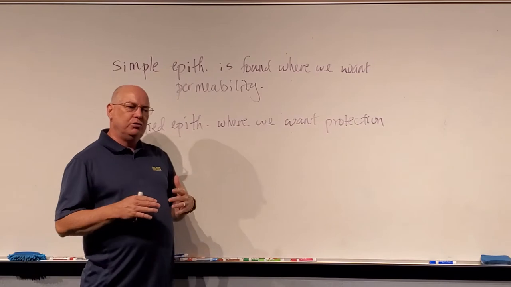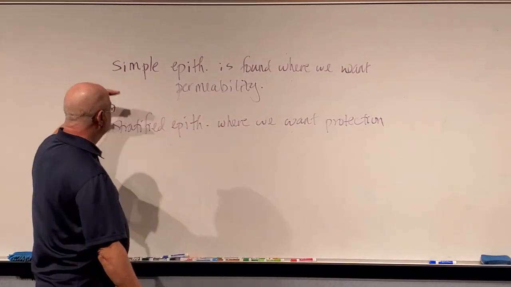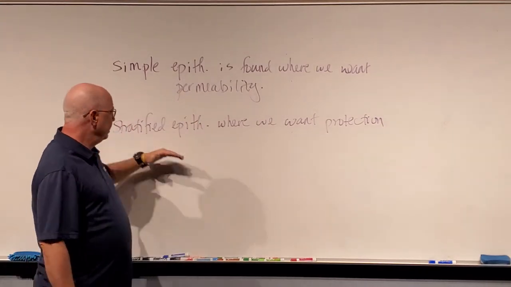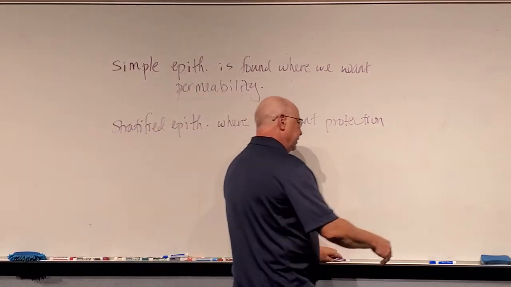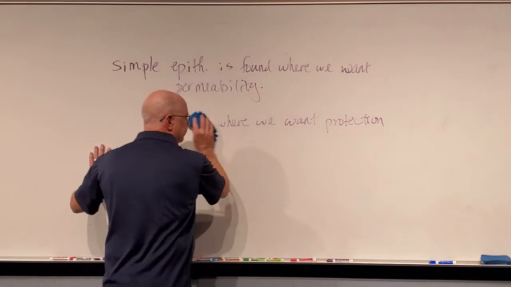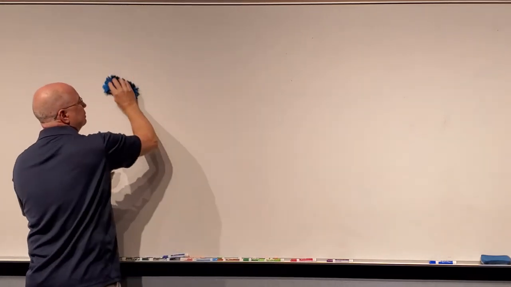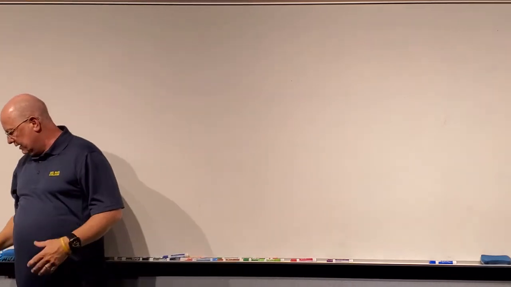So as a general rule of thumb, if you can't recall a tissue when you're thinking about the test, think about this. If it's simple, we want things to go in and out. If it's stratified, we want protection, okay? So now let's start running through the list of tissues that are in the note set. Not all of the tissues that are in the textbook are we going to discuss. I want to focus on a few, and the remainder we will come to at a later date.